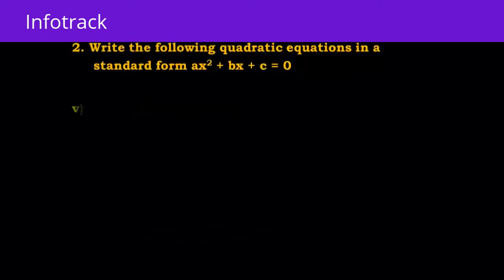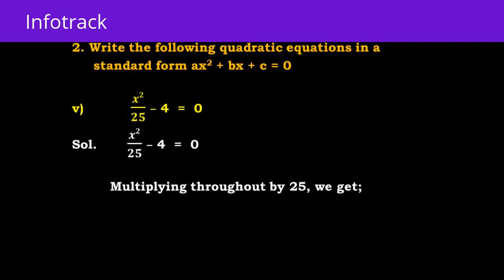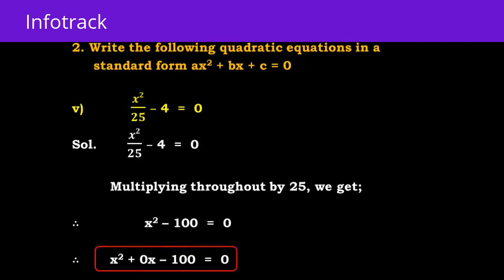Question number 2. x square upon 25 minus 4 is equal to 0. We have to convert this into standard form. Now in standard form we can observe the denominator is not required, so we can multiply throughout by 25. We get x square minus 100 is equal to 0. Now we can write the middle term: x square plus 0x minus 100 is equal to 0. So the equation is now in standard form, ax square plus bx plus c is equal to 0.